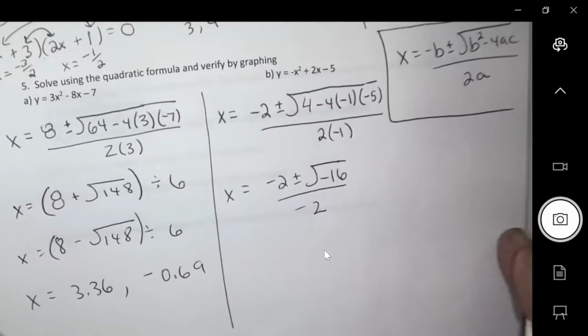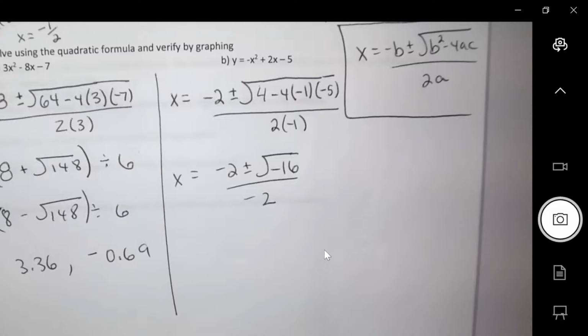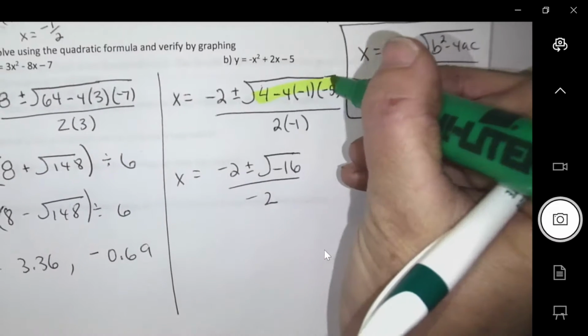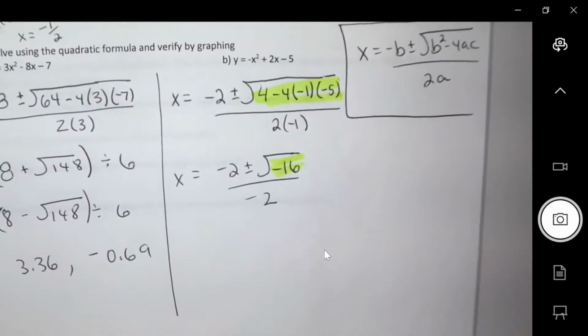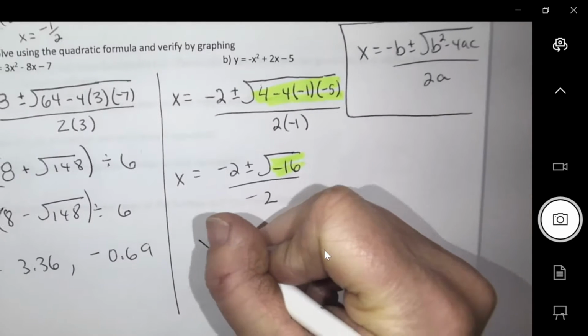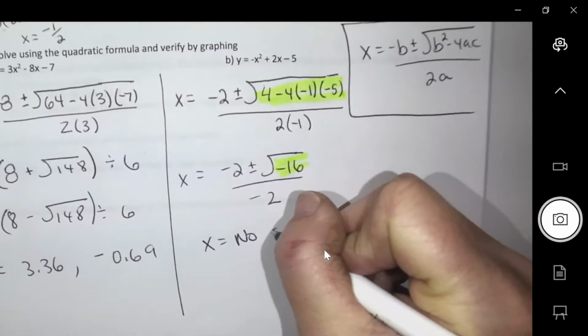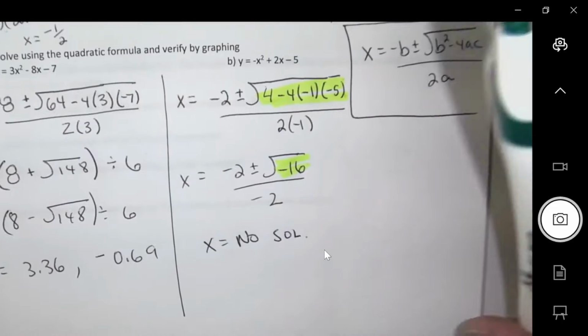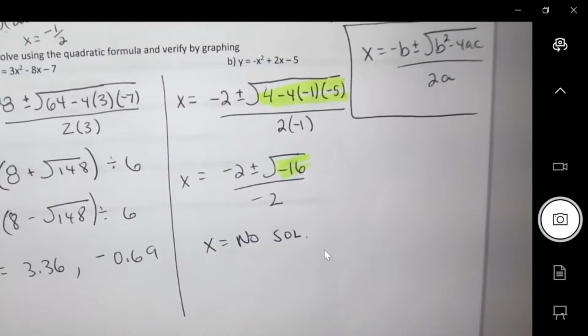Okay, what I got when I did this part in my calculator, it came to negative 16. And what happens in math when you square root a negative? Doesn't work. So I'm going to write, there's going to be no solutions for this, because you can't square root a negative.